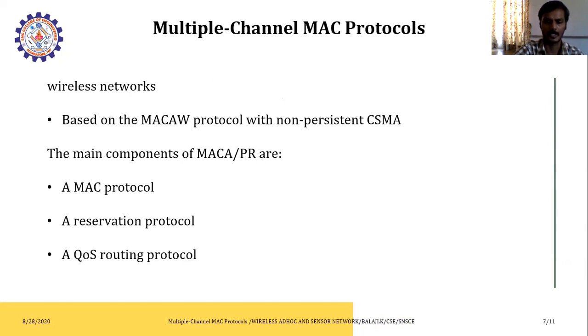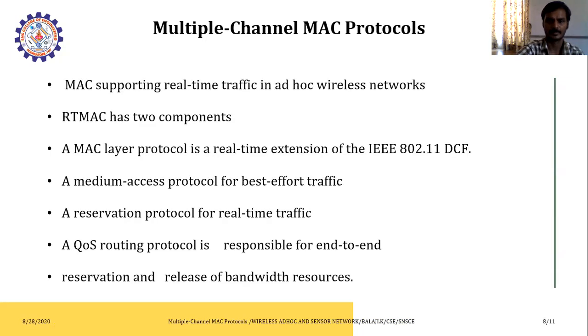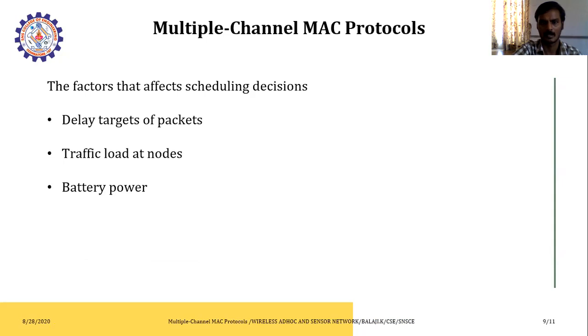When we come to the components of a real-time MAC protocol, there are three: the MAC protocol, the reservation protocol and the quality routing protocol. The factors affecting the scheduling decision are the delay target of a packet, the traffic load at nodes, and battery power. These are the three major concerns which affect the scheduling decision of the MAC protocol.